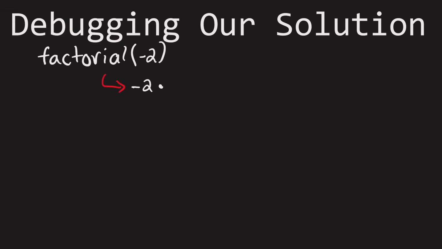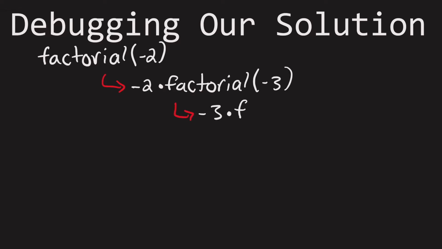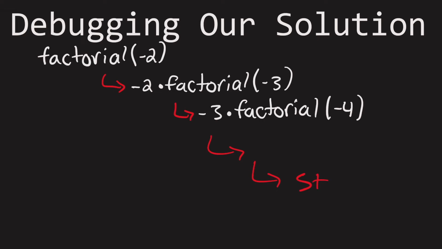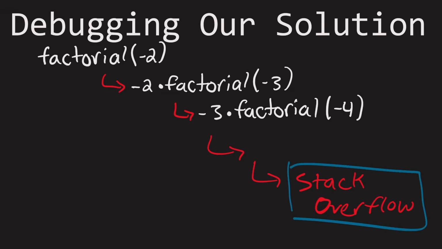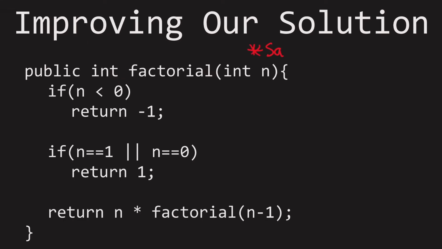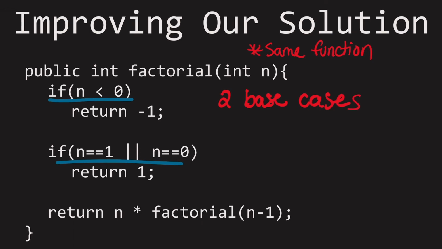Factorial of negative 2 then returns negative 2 times factorial of negative 3, which then returns negative 3 times factorial of negative 4, and so on and so forth, until we eventually get the dreaded stack overflow error, which essentially tells the computer it entered an infinite loop. So how do we improve our solution? It is quite simple. Notice this is practically the exact same function as before, but this time we have two base cases. The first one now checks for any negative values. If it is a negative number, it returns -1, which is a common error message since factorial shouldn't even return a negative solution in the first place.